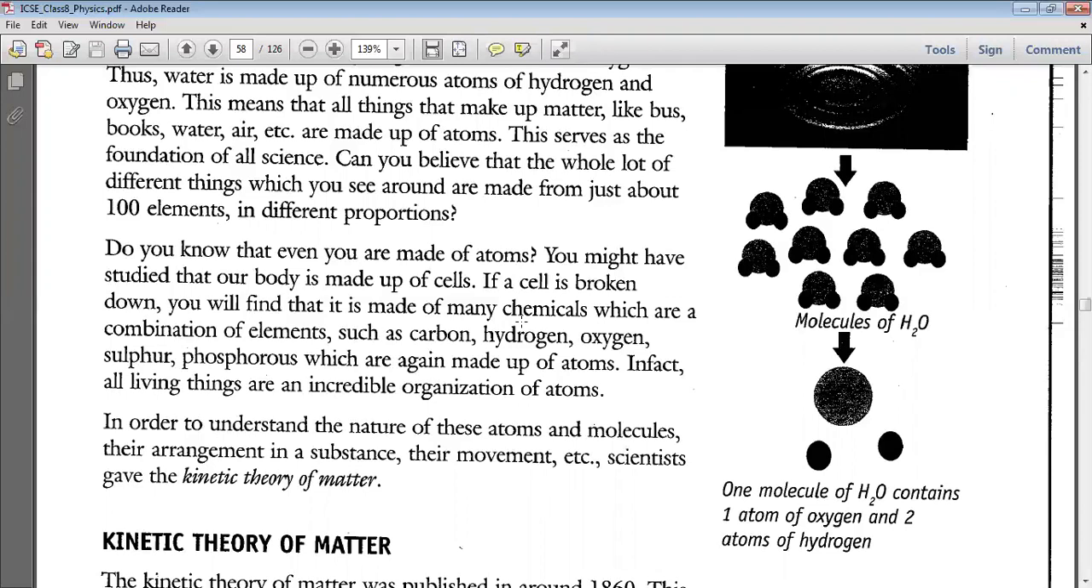In order to understand the nature of these atoms, the arrangement of these atoms in a substance, it is essential for us to understand the kinetic theory of matter. So first we'll go into this kinetic theory of matter just to understand these concepts of atoms. Let us see what this theory actually tells us about atoms.